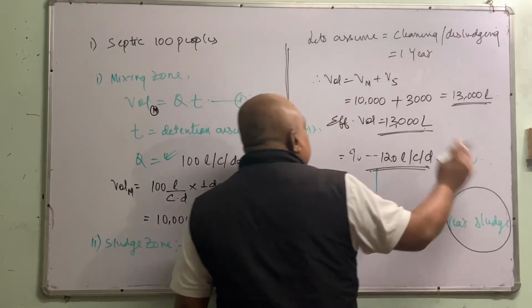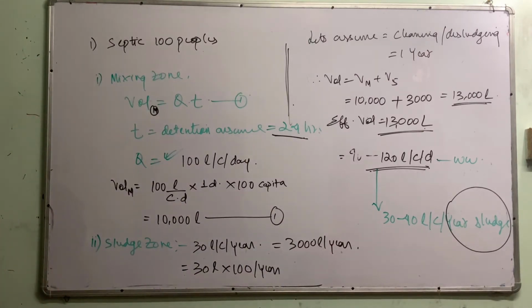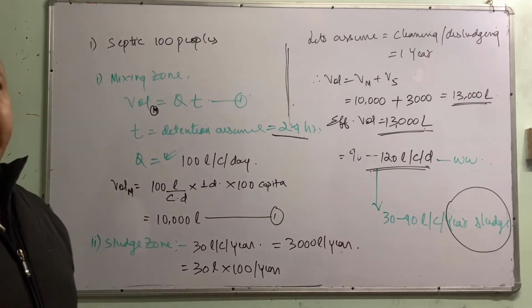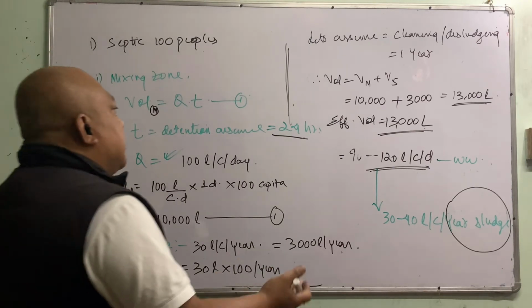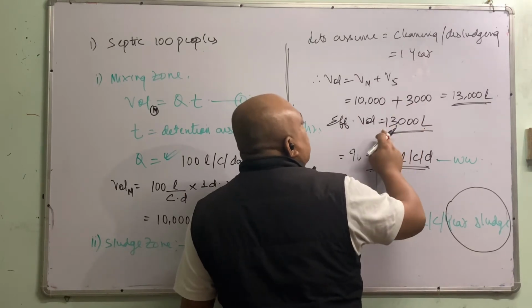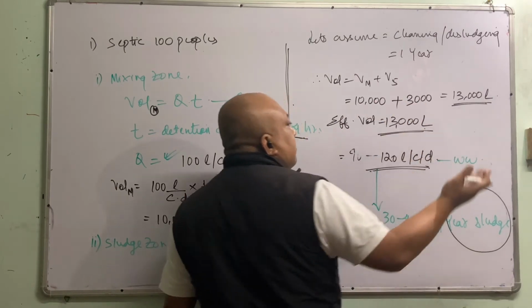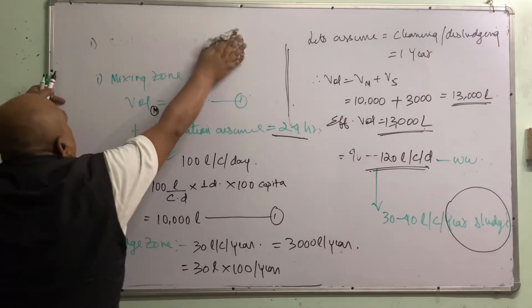That's all. Design is over. Have a look. Very simple. Now the design means volume is known. You have to go for the length and the breadth. And you said that you clean it every 1 year. If 2 years, you can put 2 years, then this will be 6,000. So this will be 10 plus 6, 16,000 liters.